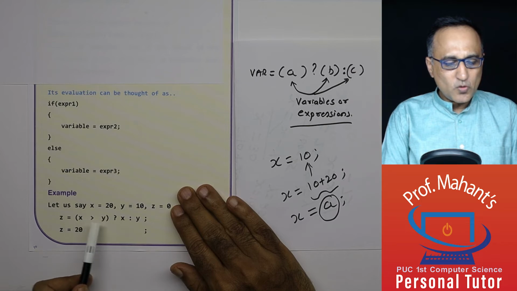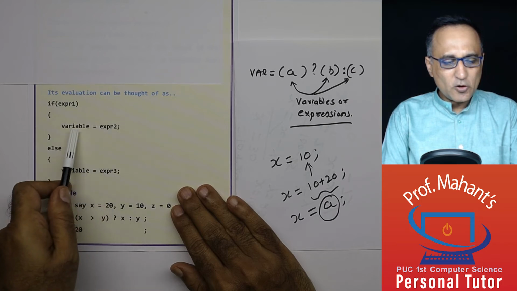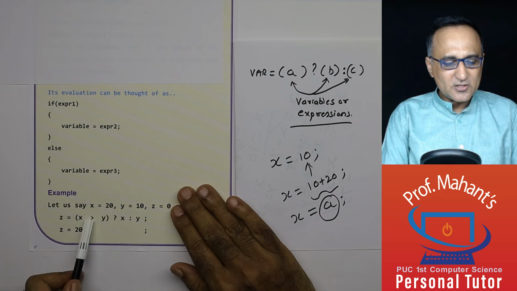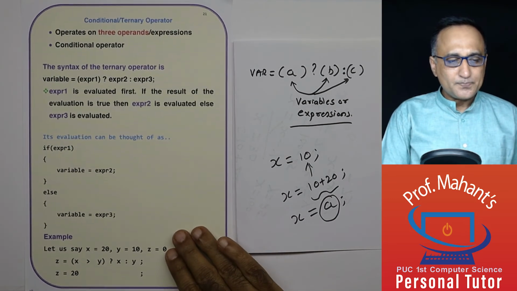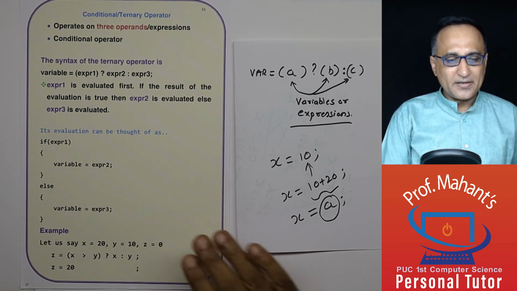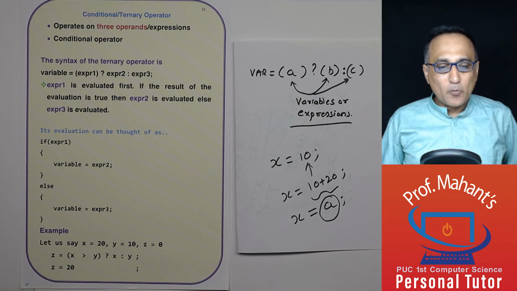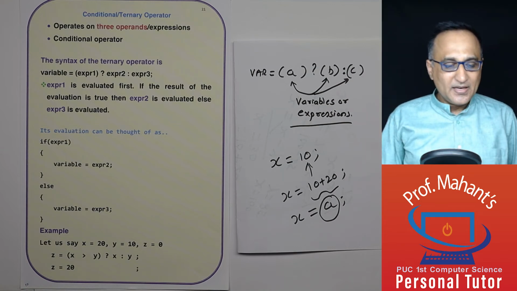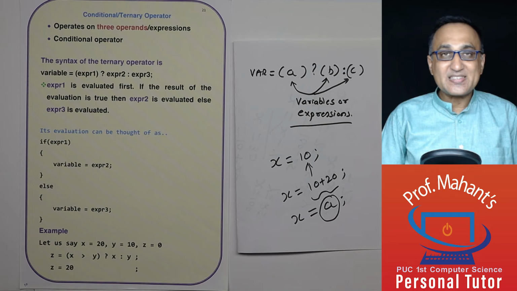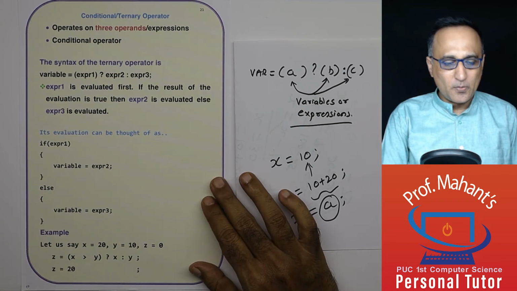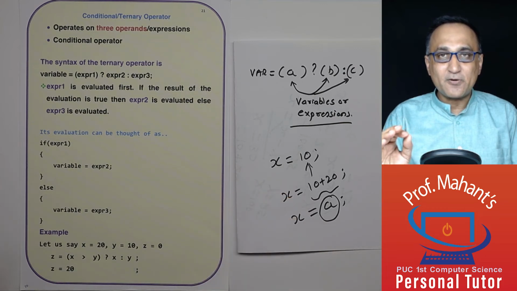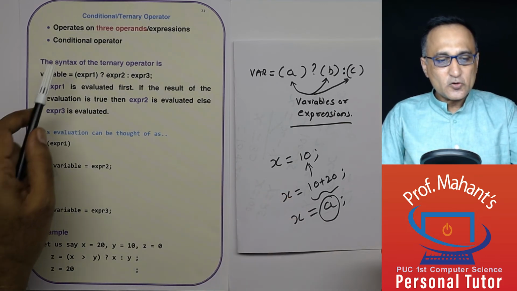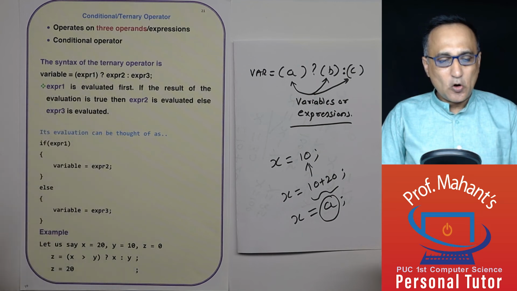If this is true, expression 2 will get copied to the variable. If this is false, expression 3 will get copied to the variable, as you can see here. Now, the ternary operator operates on three operands or expressions. In this case, x and y are single operands. They are simple operands, also expressions, whereas x greater than y is an example of an expression. So this is also known as a conditional operator.